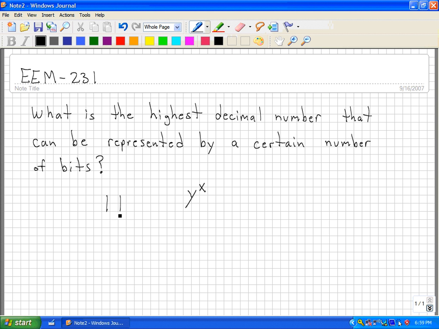With 2 binary bits, I would key in my calculator 2, then I would press the y to the x key, then I would press equals.